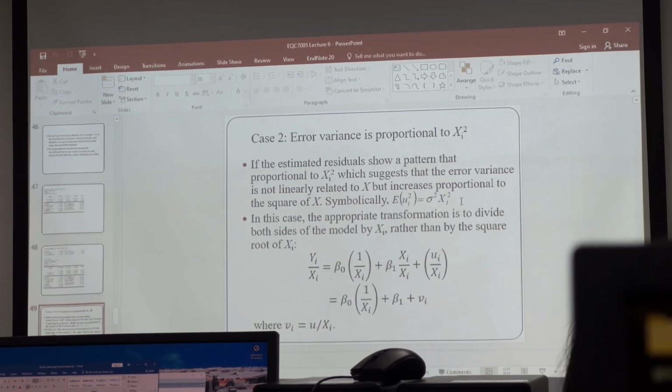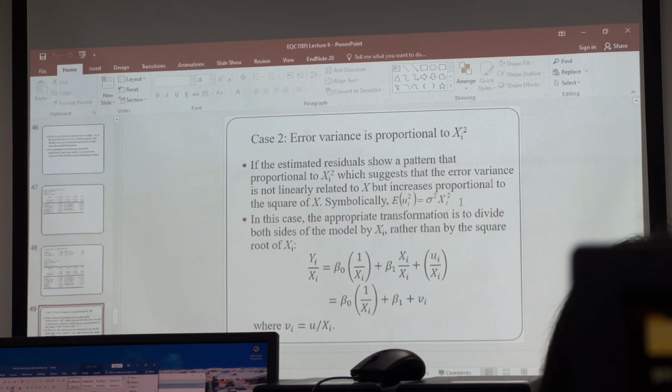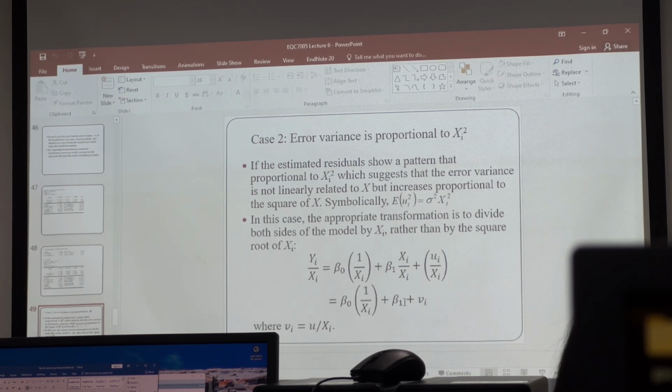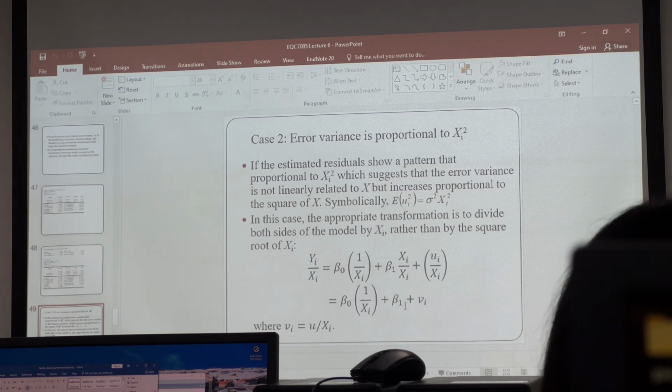So in this case, the appropriate transformation is to divide both sides of the model by xi rather than the square root of x. So divide by x, not square root of x. So each of the equation. So originally we have dependent variable y divided by x, and then the original intercept now becomes 1 divided by xi, and then this one is x over x, so it becomes 1. X over x is just 1. So it's just like we have a new constant here. So it's just like we transform this to be a new intercept.